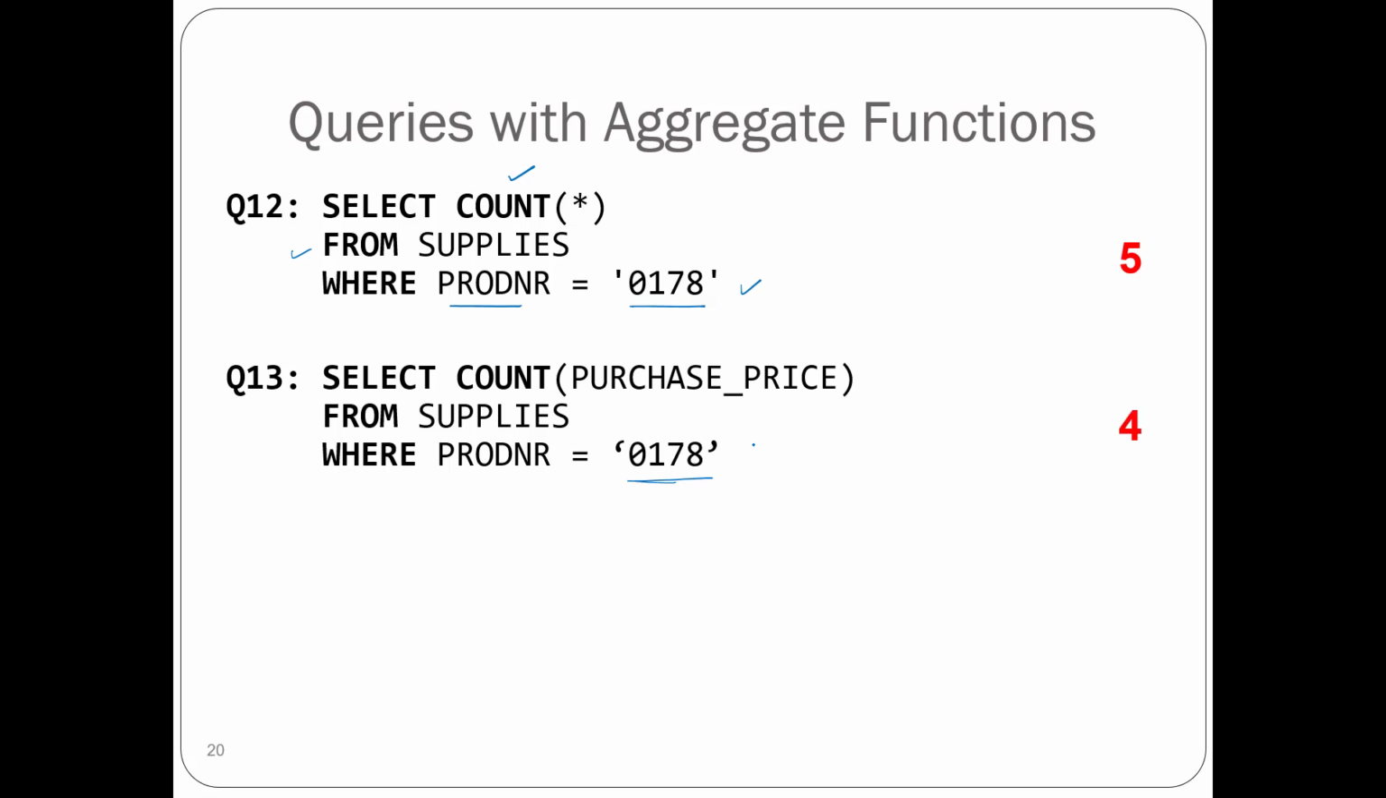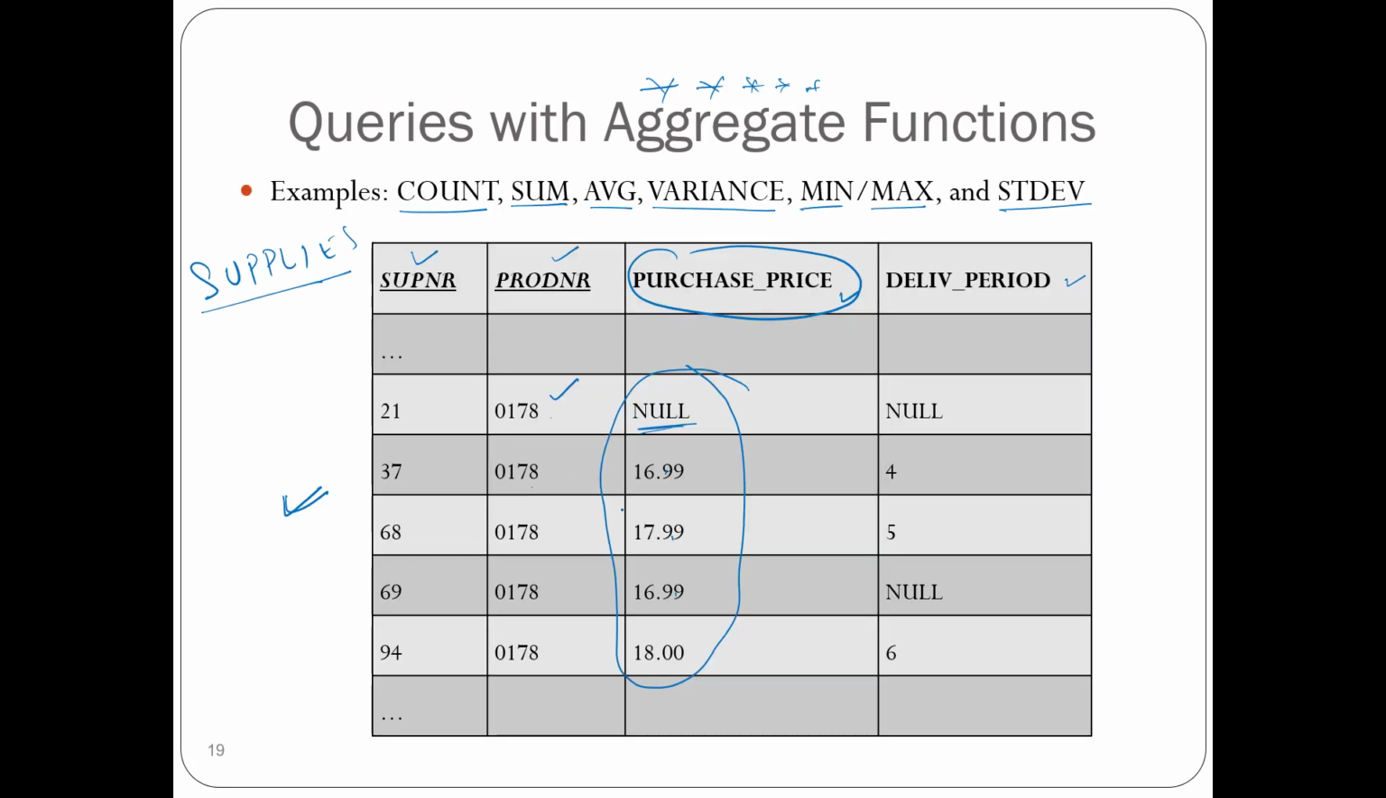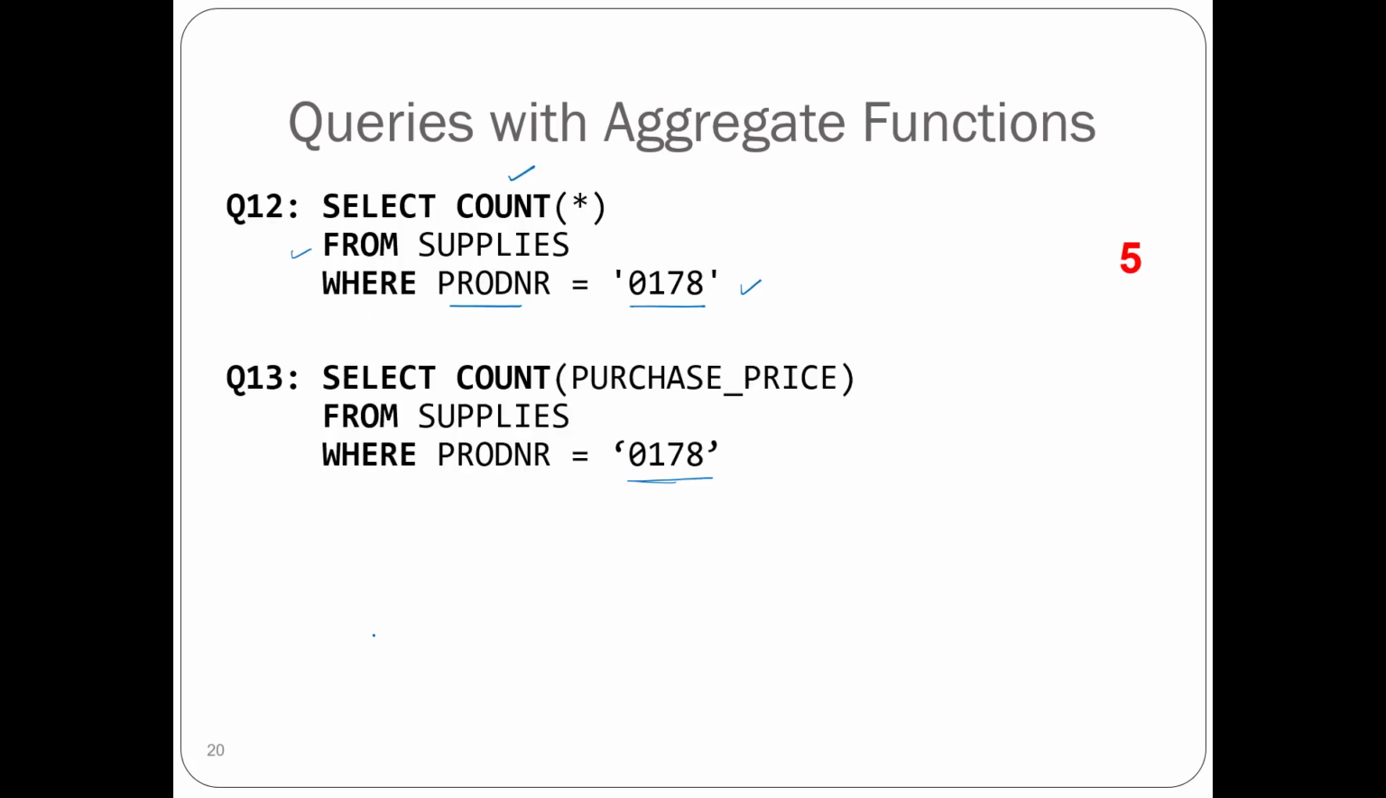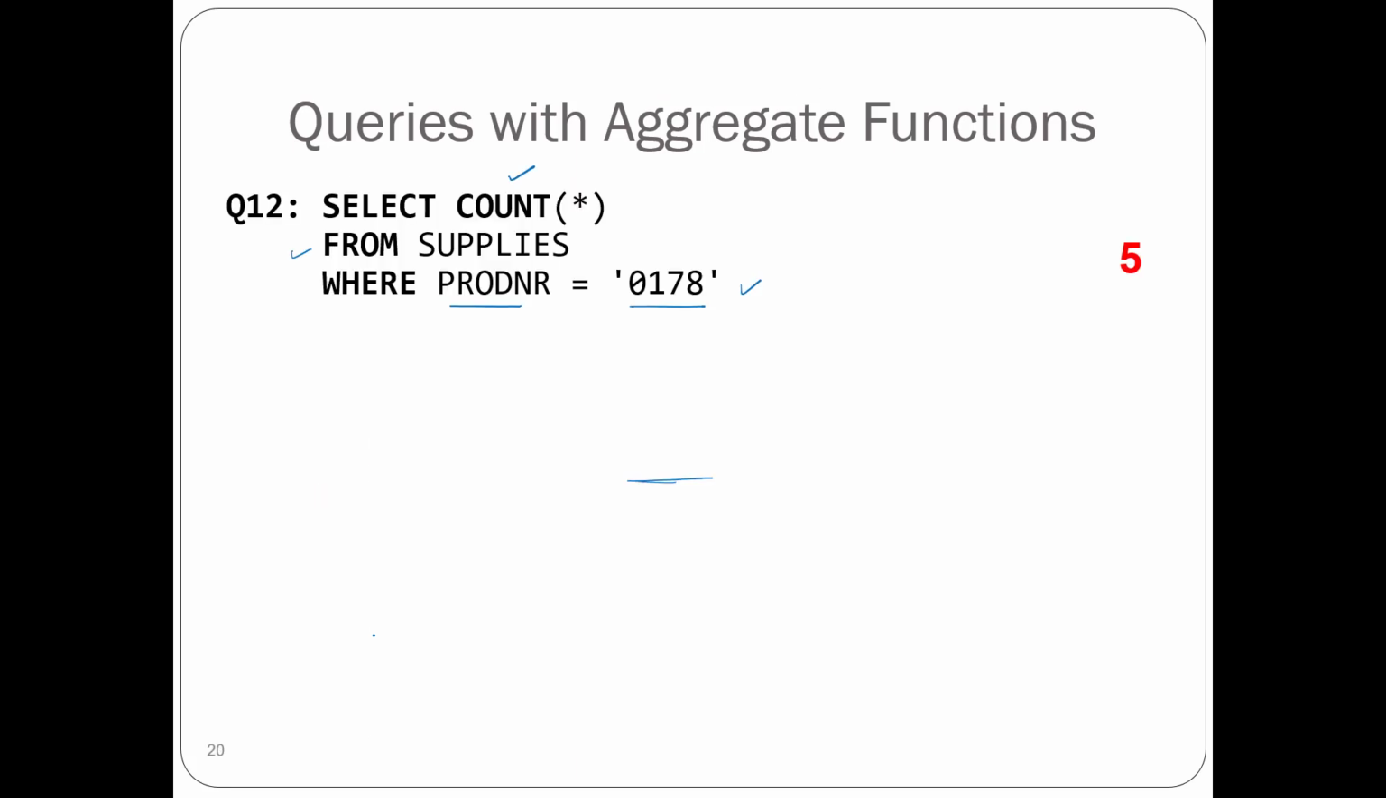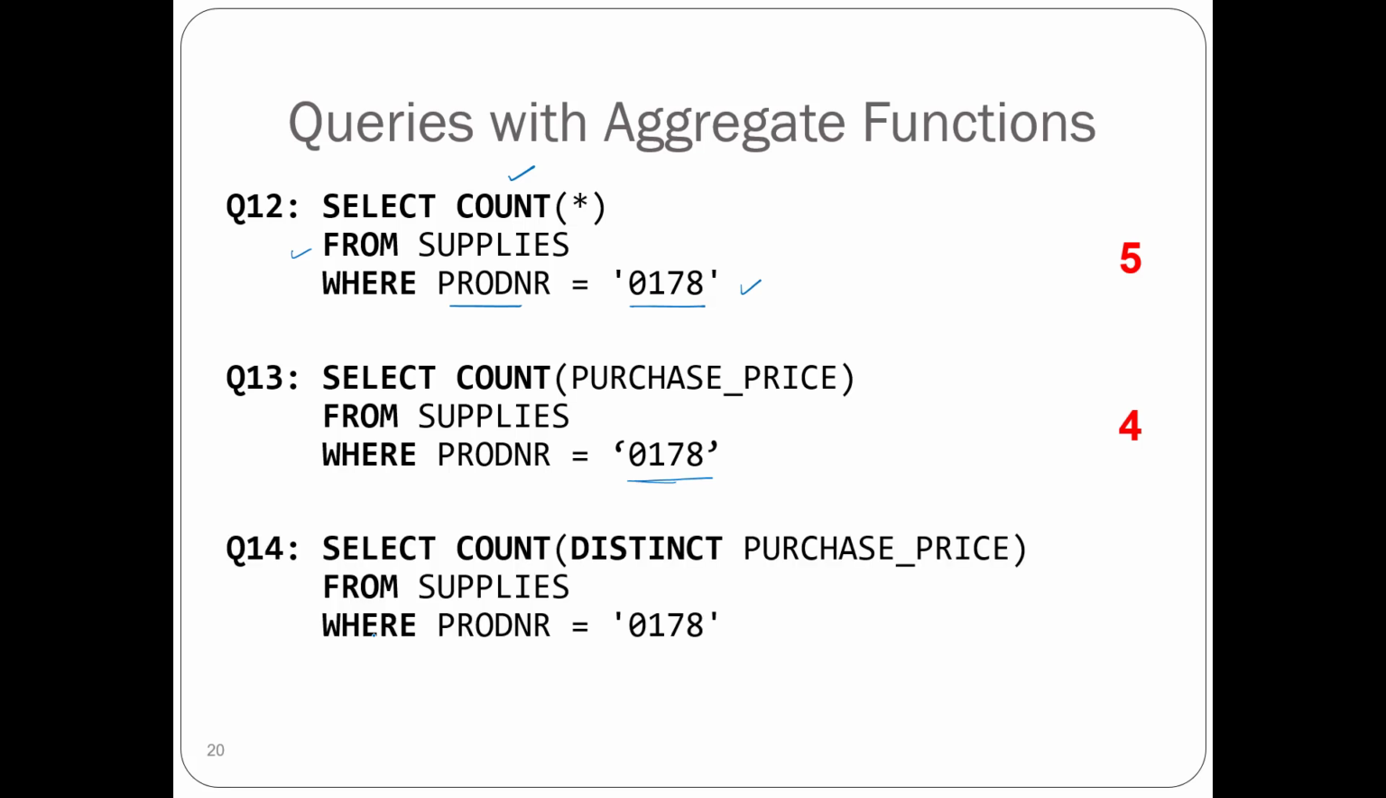Good. Now, if I take you back, you notice that we have these duplicate values, right? The prices are duplicate because there are two suppliers, one with supplier number 37, the other 69. They are both supplying the product 0178 with the same price, whereas supplier 68 and supplier 97 have different prices. So in this count, it will count the value 16.99 twice. If you want it to be counted only once, you will have to use the keyword distinct. When you say select count distinct purchase price from supplies where prod number is 0178, it will be 3. Okay, good.